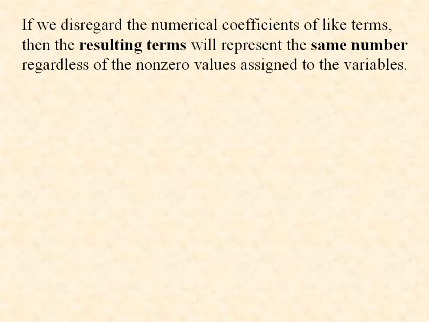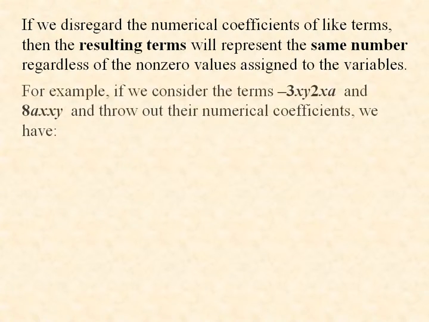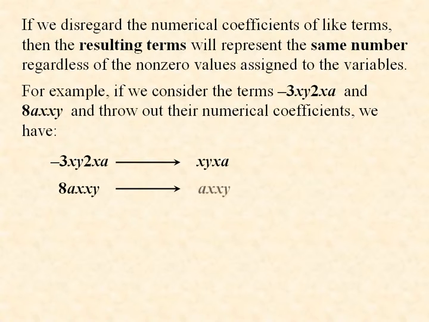If we disregard the numerical coefficients of like terms, then the resulting terms will represent the same number regardless of the non-zero values assigned to the variables. For example, if we consider the terms negative 3xy2xa and 8axxy and throw out their numerical coefficients, we have, for the first one, xyxa, we threw out the negative 3 and the 2. For the second one, axxy, we threw out the 8. So we just look at the letters themselves, the variables.